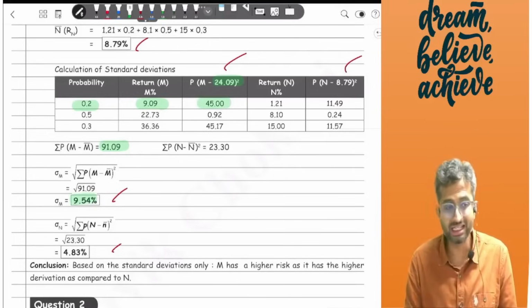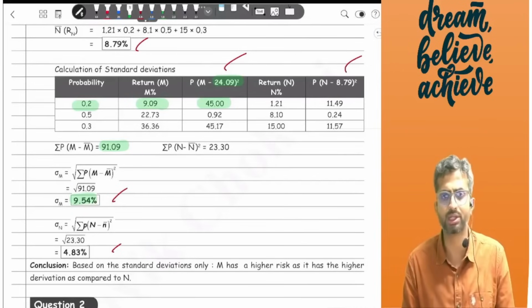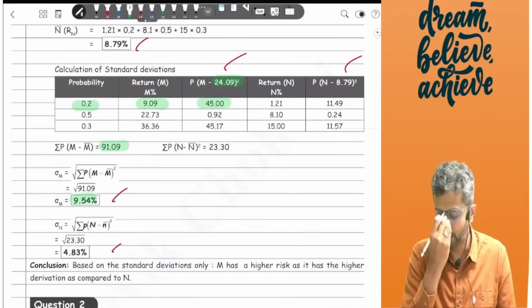If you have to comment on the risk only looking at the standard deviation, we will say that the company which has the highest standard deviation has a higher risk, and thereby it is M.